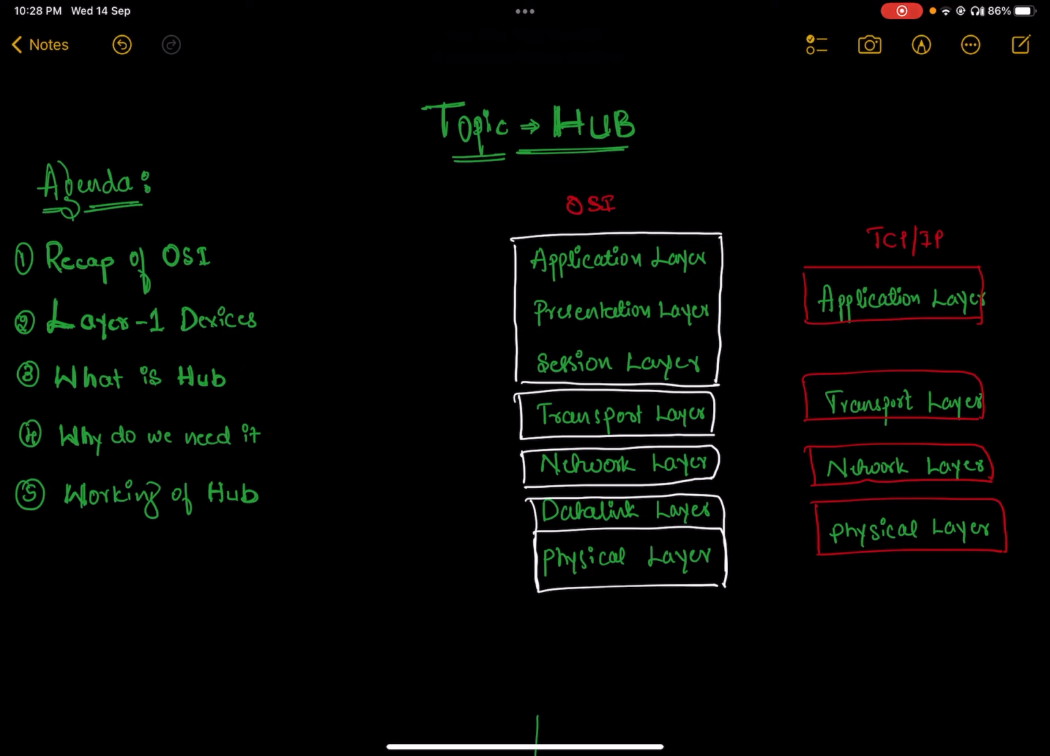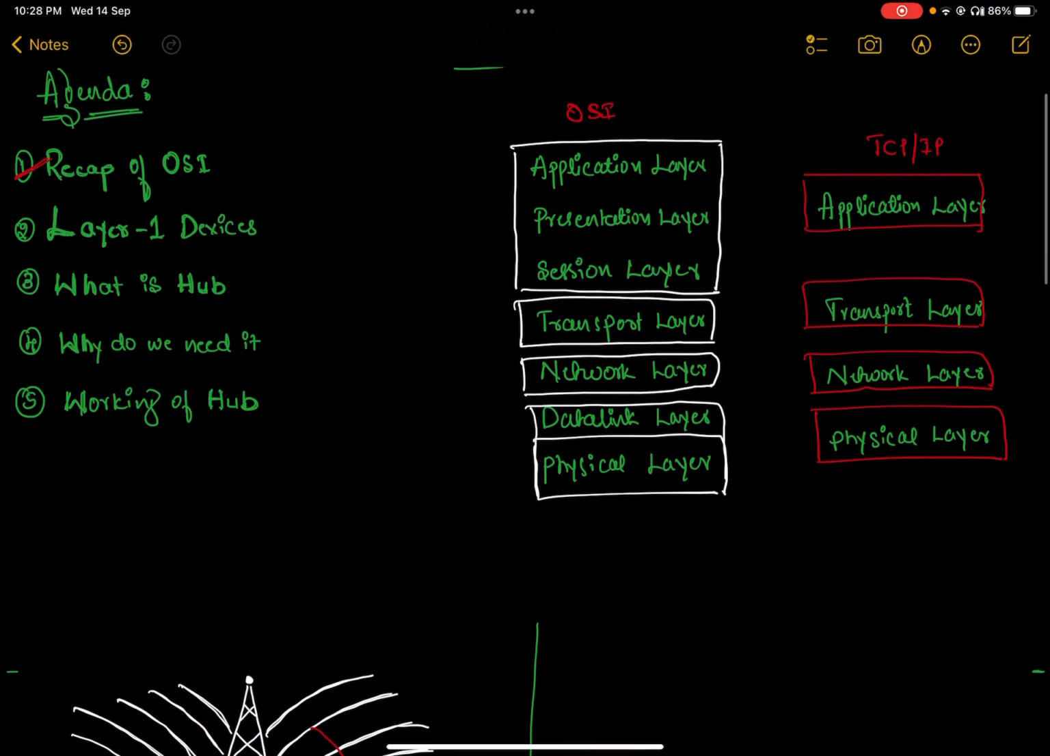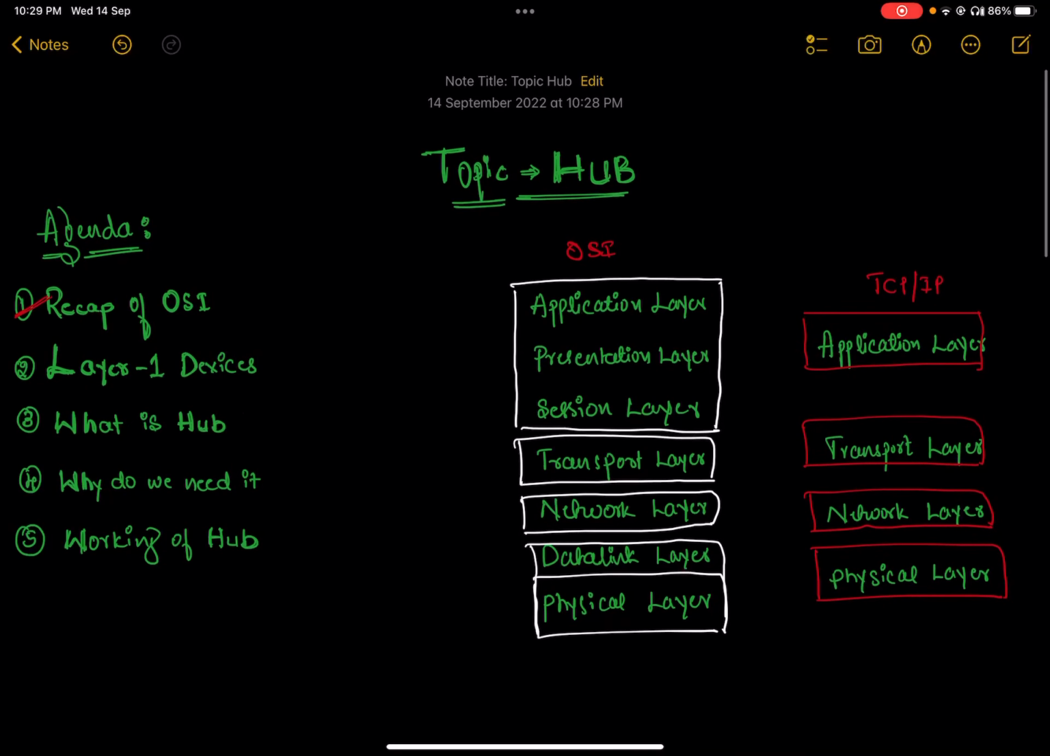So now let's move on. I think now we are done with our first part. So now let's quickly move on to the layer 1 devices. In layer 1 devices, we have a hub, and also we have a repeater.